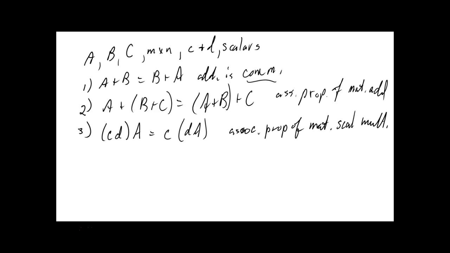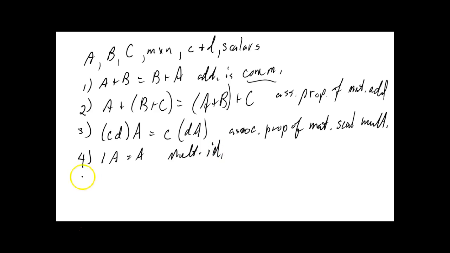Okay. Now, 4, this is always true. 1 times A is A. Okay, that's the identity element. Multiplicative identity.